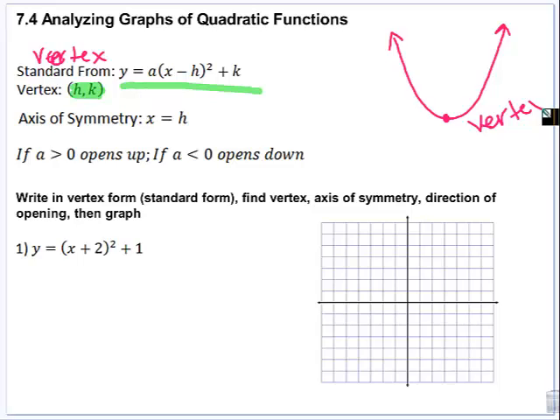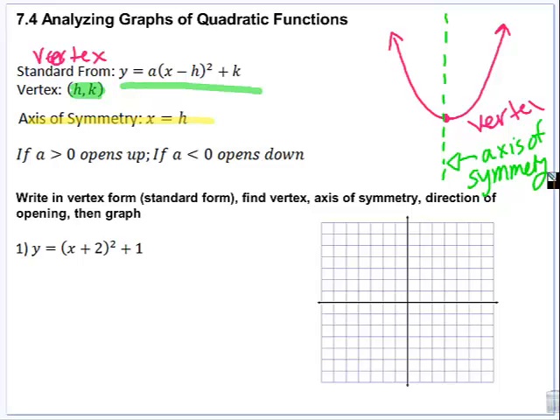So then the other thing we know, once we have our vertex, is that we also have something called the axis of symmetry. And that axis of symmetry would be x equals h. So x equals some number, which means we have a line, and if it's x equals, it means we have a vertical line. So if here's our diagram of our quadratic, this would be our axis of symmetry, x equals h. It's a vertical line that goes through our vertex.